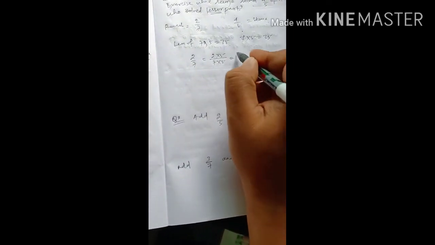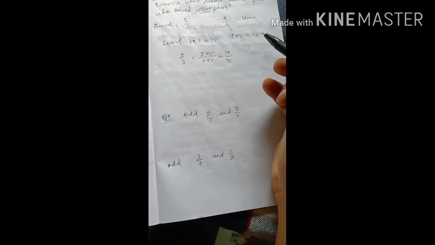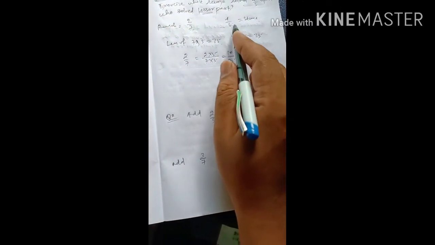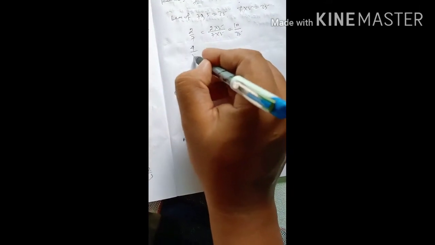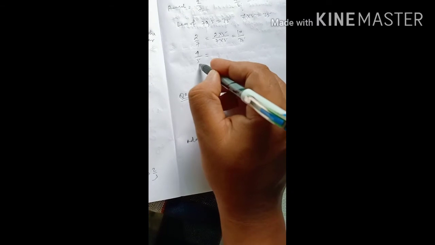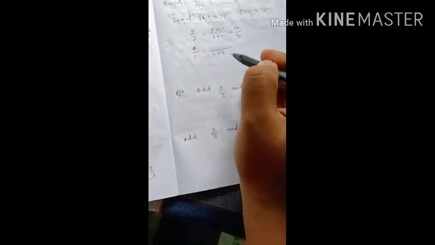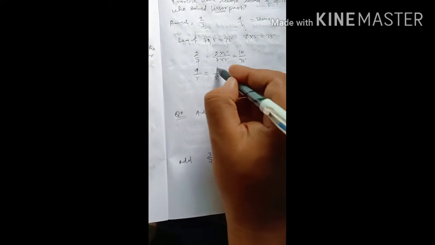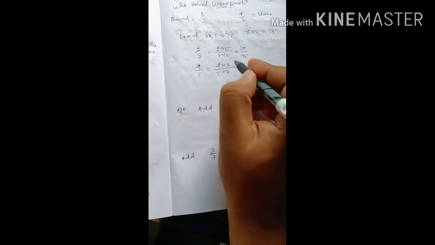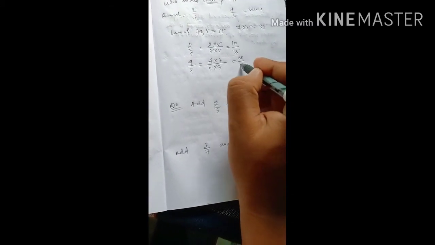2 5s are 10, divided by 7 5s are 35. Again we'll do the same to 4/5. Here it is 4/5, and to make 5 into 35 we have to multiply it by 7, and as we have multiplied 5 by 7, we have to multiply 4 by 7 also. 4 7s are 28 and 5 7s are 35.